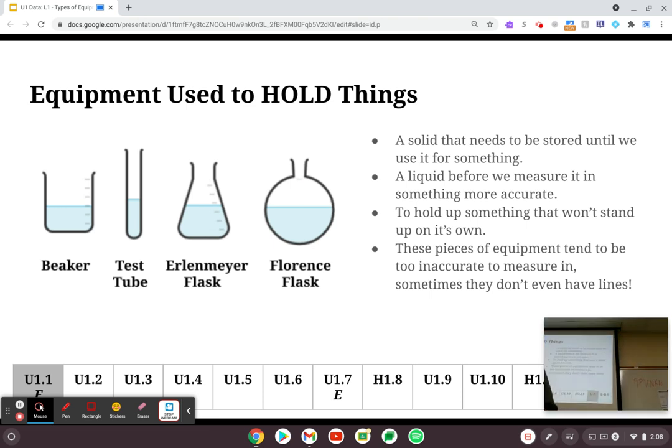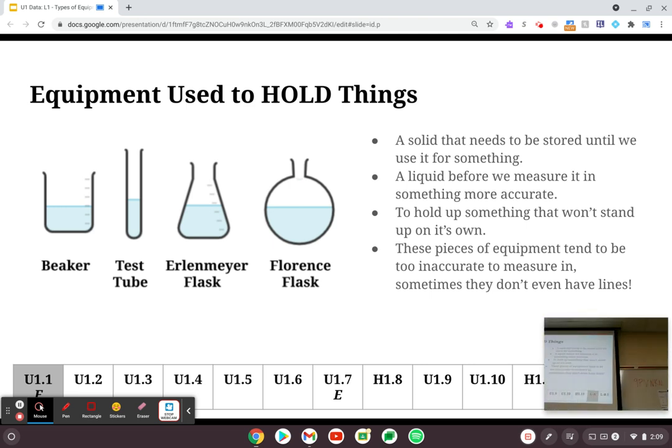The next piece of glassware that we need to be responsible for understanding and where to put it is the test tube. Here is a test tube. You guys have all seen these before. Again, these are good for storing things, holding things, doing small amounts of chemical reactions in, but they also are not very accurate. So here's your test tube.